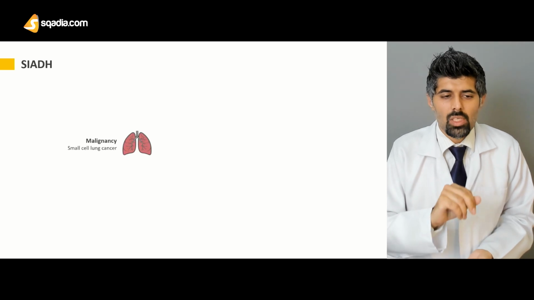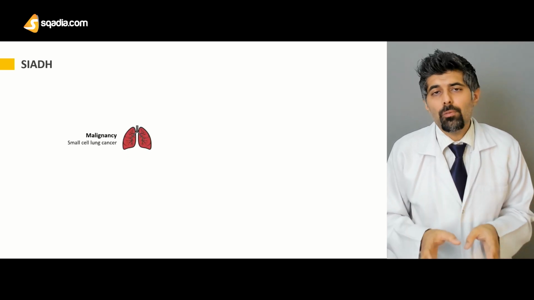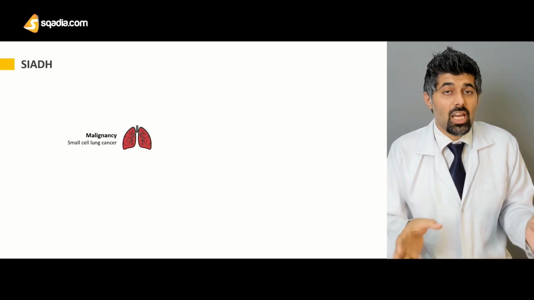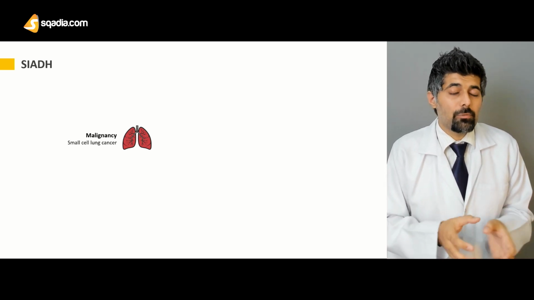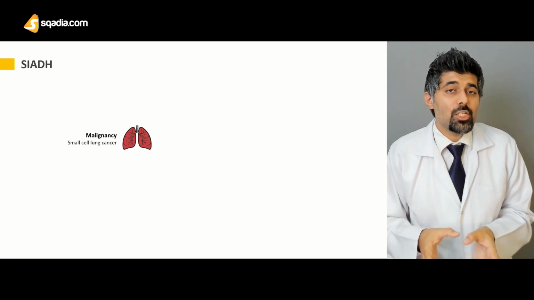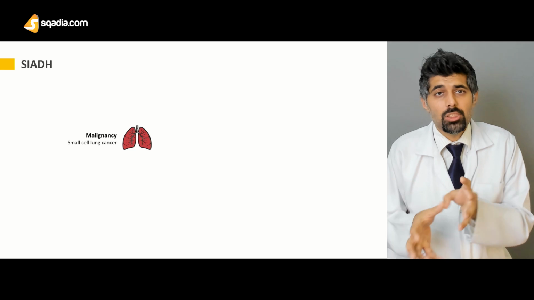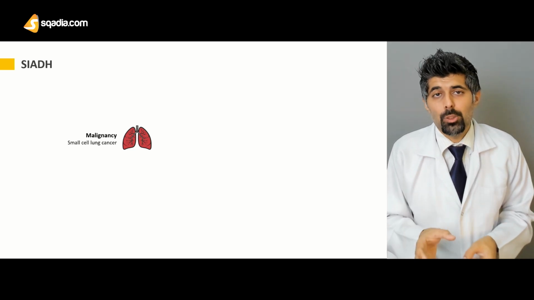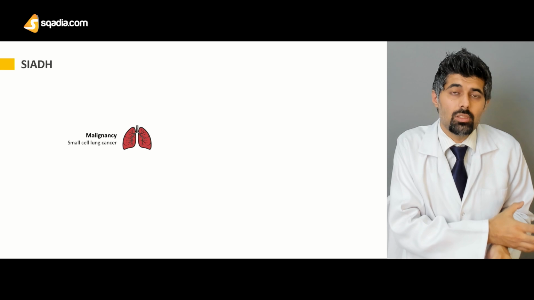Now, let's talk about the other end of the spectrum, the SIADH, or the syndrome of the inappropriate ADH secretion, in which the ADH secretion increases. Now, there is a variety of reasons why ADH can increase in a patient. The first and foremost is malignancy. Now, there are many tissues and many tumors which have the ability to produce the ADH or the vasopressin hormone.